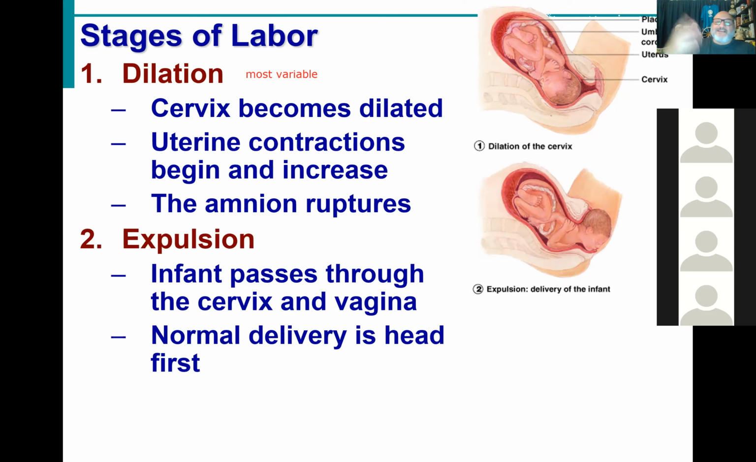Ultimately, once it dilates to the massive size of 10 centimeters and is properly effaced, then the contractions of the cervix become more and more powerful, and mom can facilitate the process by contractions of abdominal muscles to allow for the expulsion of the baby to take place. Again, it passes through the cervix and the vaginal canal. The normal delivery is both head first and face down.